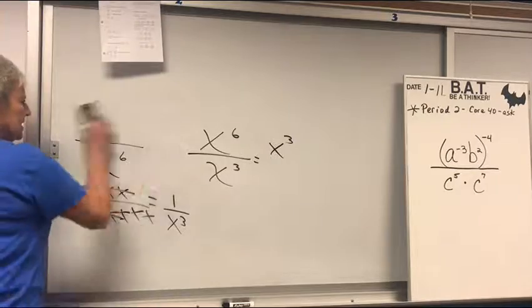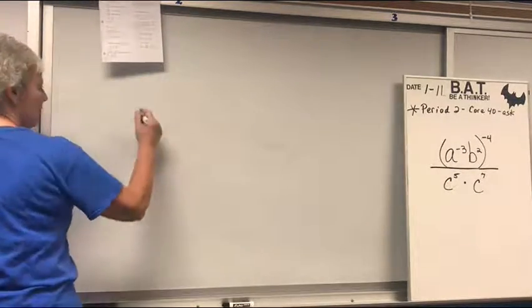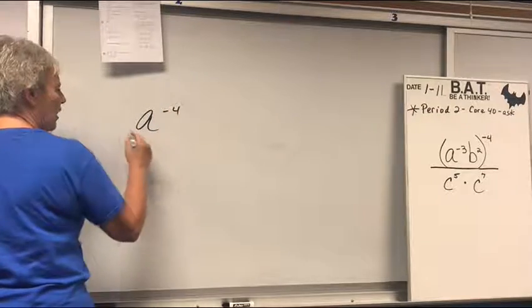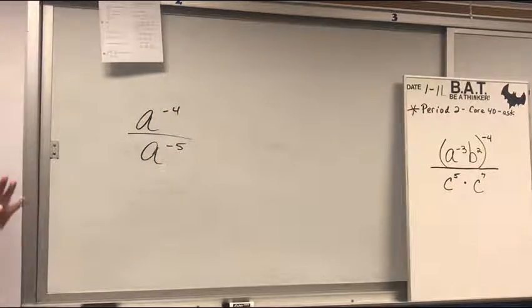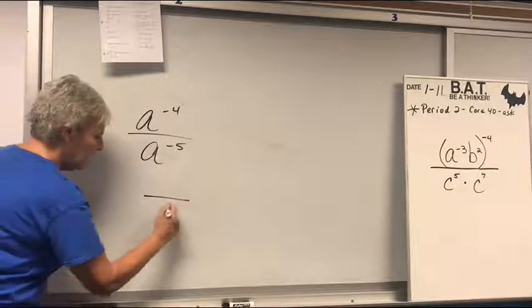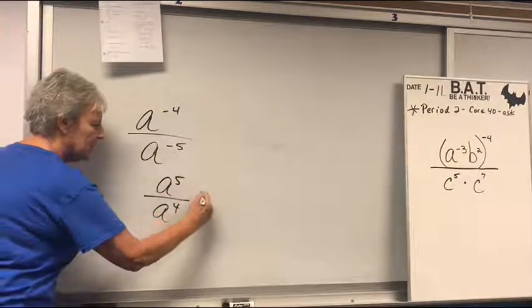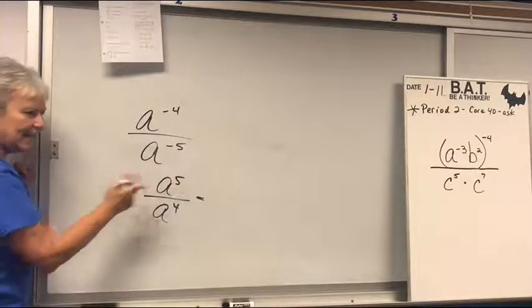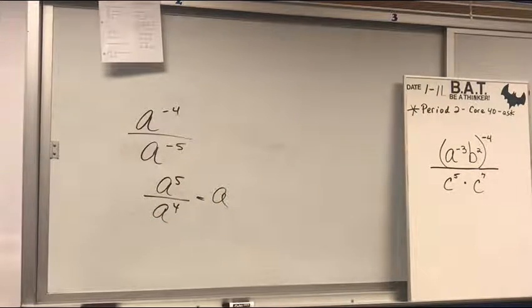Okay? Let's deal with the negative exponents. Let's say you have a to the negative 4 over a to the negative 5. First, move it. Put this one in the denominator. Put this one in the numerator. You have an extra a up here. That's the answer. Move it first, and this is not difficult.